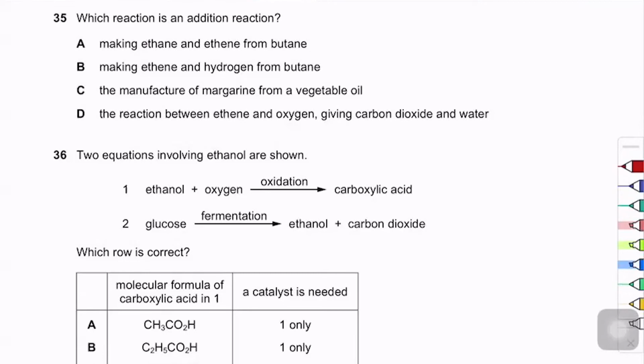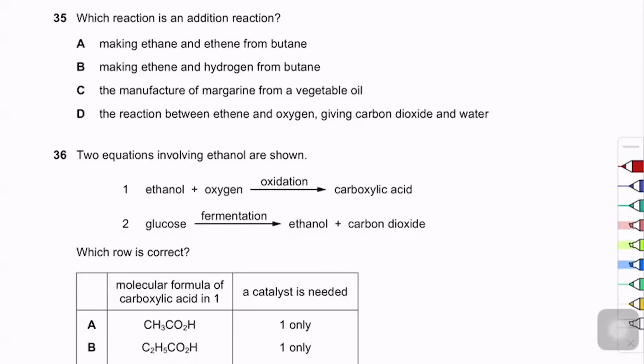Substitution? No. Substitution would be if you had two reactants producing two products, just interchanging the atoms. This is cracking. You're starting with a bigger molecule, butane, and you're ending with smaller molecules, ethane and ethene. That is cracking.